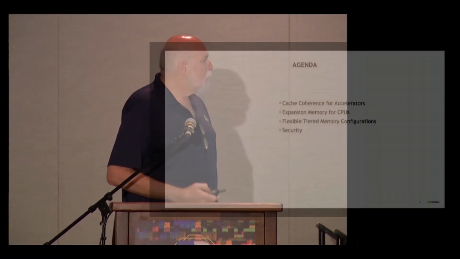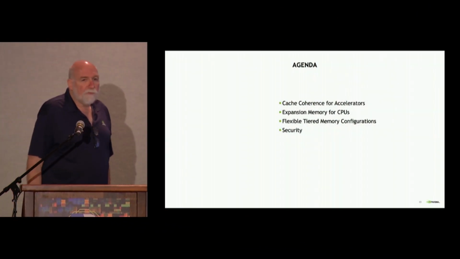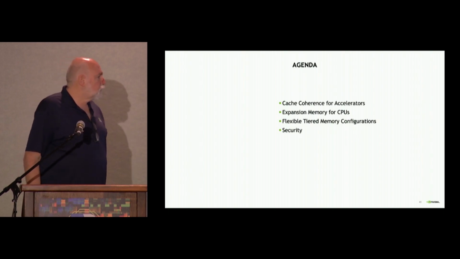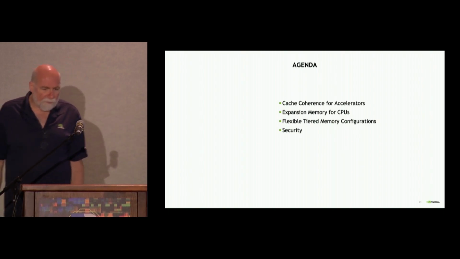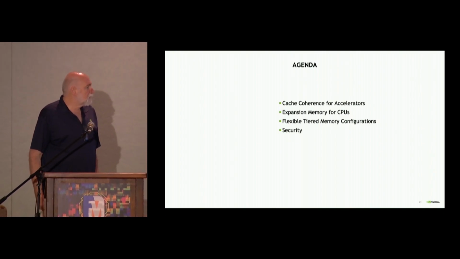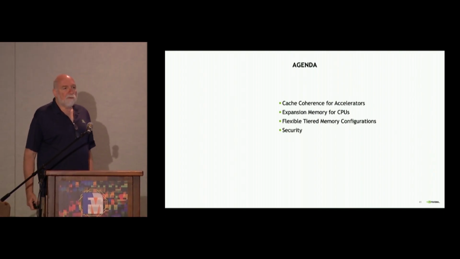So I want to talk a little bit about cache coherence. What does it do for accelerators? Talk about it using it as expansion memory for CPUs, looking at some flexible configurations, and then talk a little bit about security.